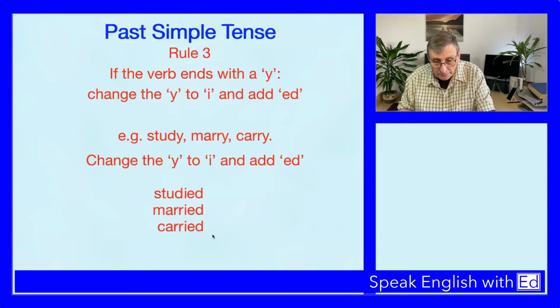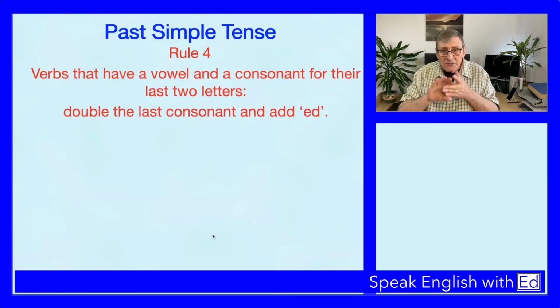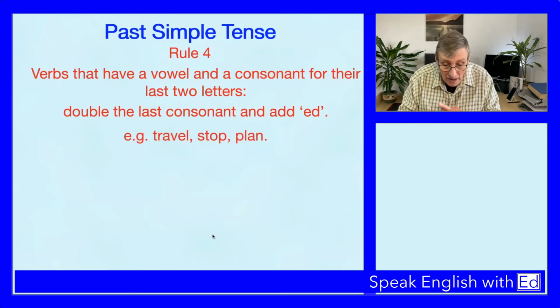Right, that's rule 3. Rule 4. This is the last one. Now, this is for verbs that have a vowel and a consonant at the end of the word. So the last two letters are a vowel and a consonant. And to change this into the past tense, we have to double the last consonant and add ed. Now, doubling the last consonant means you make it two of them, two of the consonants, and add ed. So let's have a look and see what that is in practice.